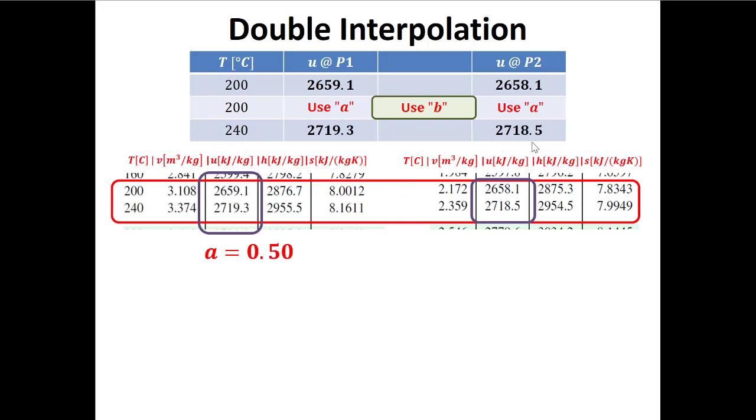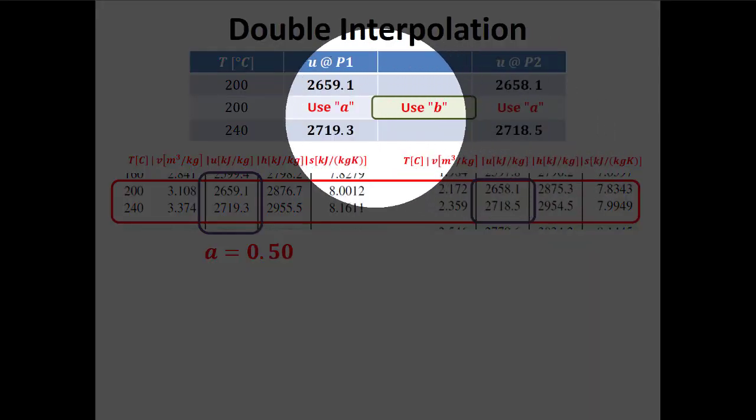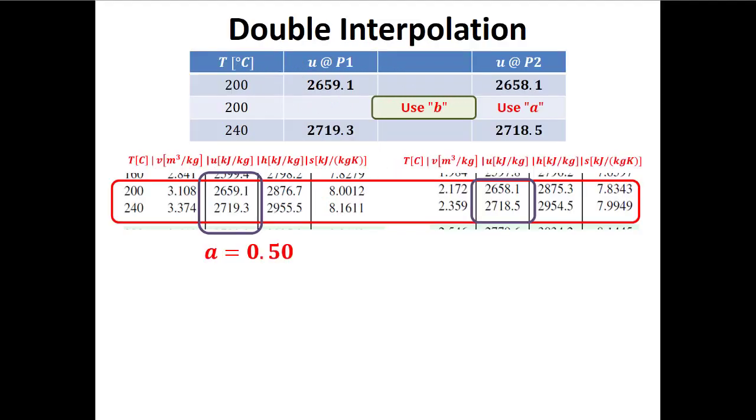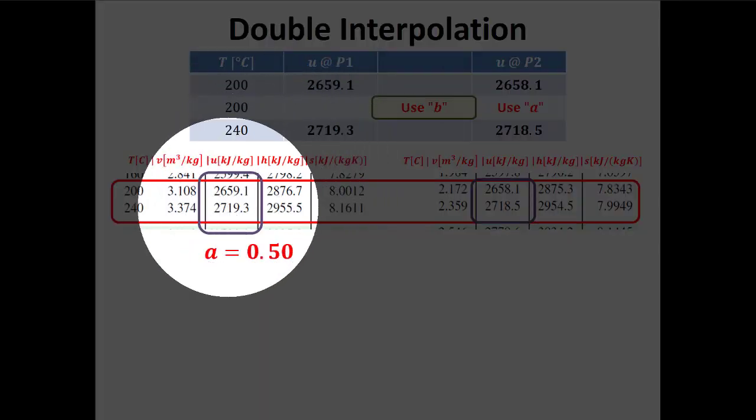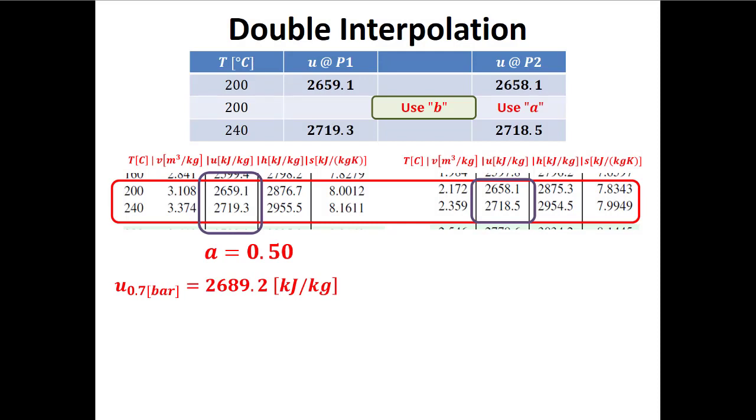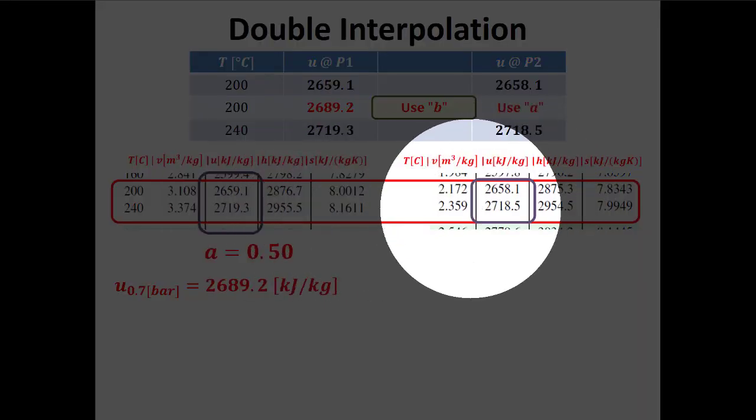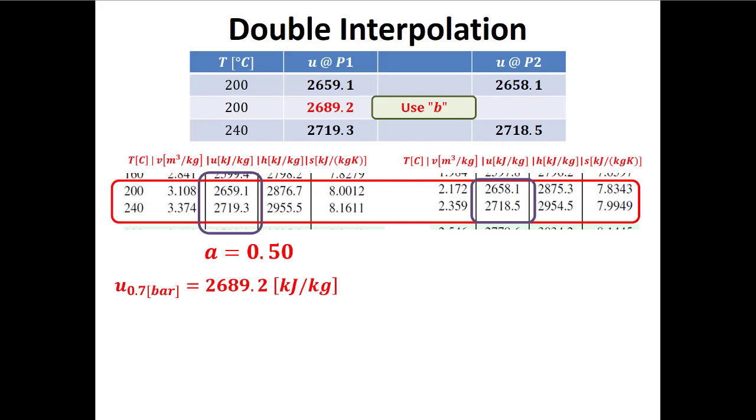So A is 0.5. So first I'm going to use it at the low pressure. So I'm going to try to fill this in with an actual number. So I look at these two numbers here. I take the average, and I get that this is 2689.2. I put that on my table. I do the same thing at this higher pressure. I'm going to use A again. Halfway in between these two numbers is 2688.3.